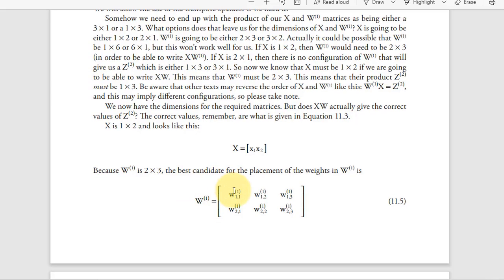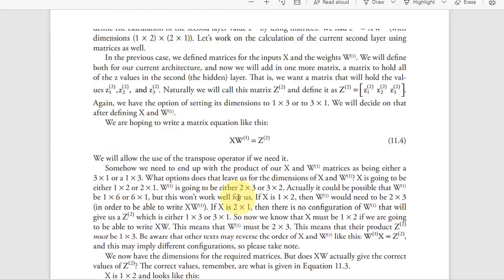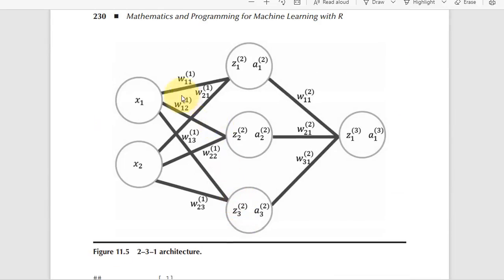Let's first of all look at what the subscripts mean. How did we decide to label these? Let's take this one. W12 goes from here to here. And how about W21? Here's W21. W21 goes from here to here. So once again, W12 goes from X1 to Z2. W21 goes from X2 to Z1. So the first subscript tells you where it's coming from in the layer to the left, and the second subscript tells you where it's going to in the layer to the right.